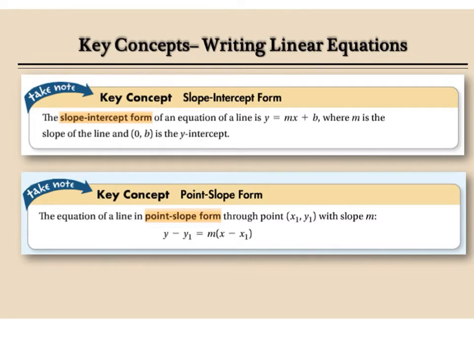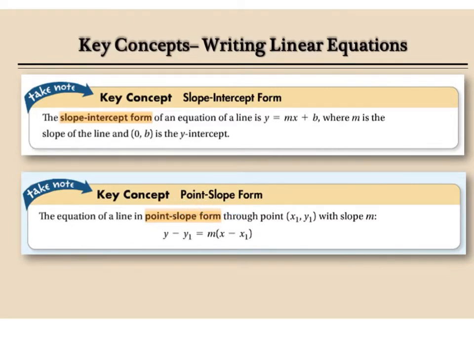All right, here are the two types of equations again. Slope-intercept form, and again, it's y equals mx plus b. M is slope, and b is the y-intercept. So when x is 0, b is the y-intercept.